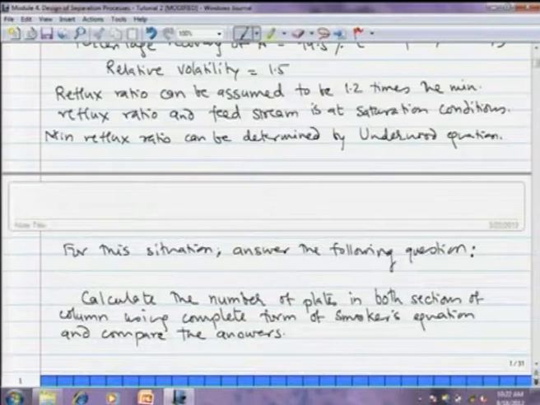The minimum reflux ratio can be determined by Underwood's equation, and for this situation we have to calculate the number of plates in both sections of the column, rectification section as well as stripping section, using the complete form of Smoker equation, and then we have to compare the answers of the rectification section plates and stripping section plates. So, we start our solution.